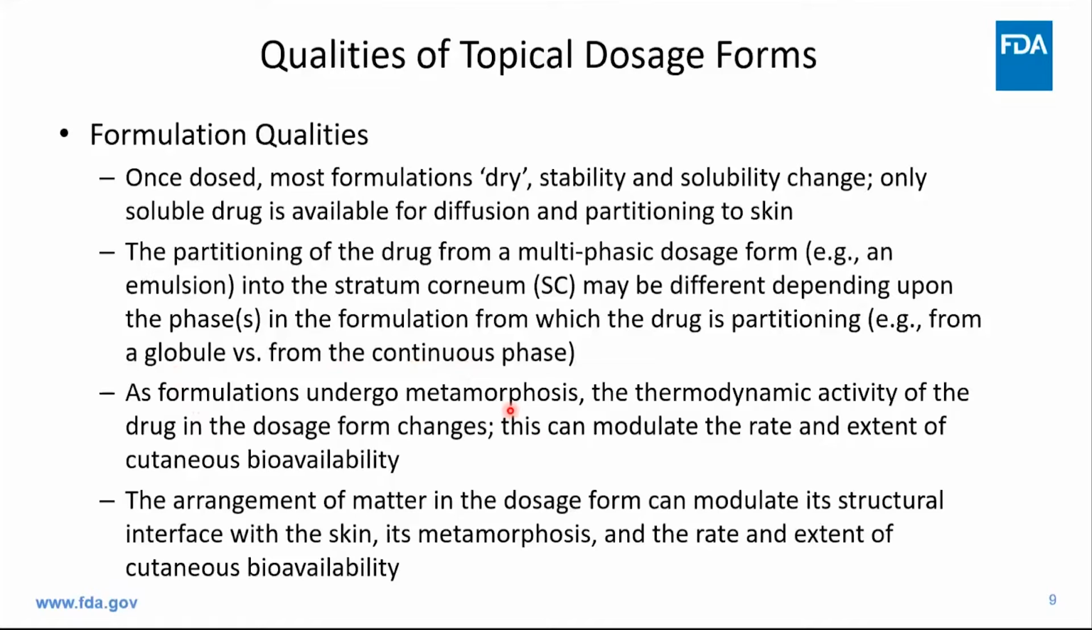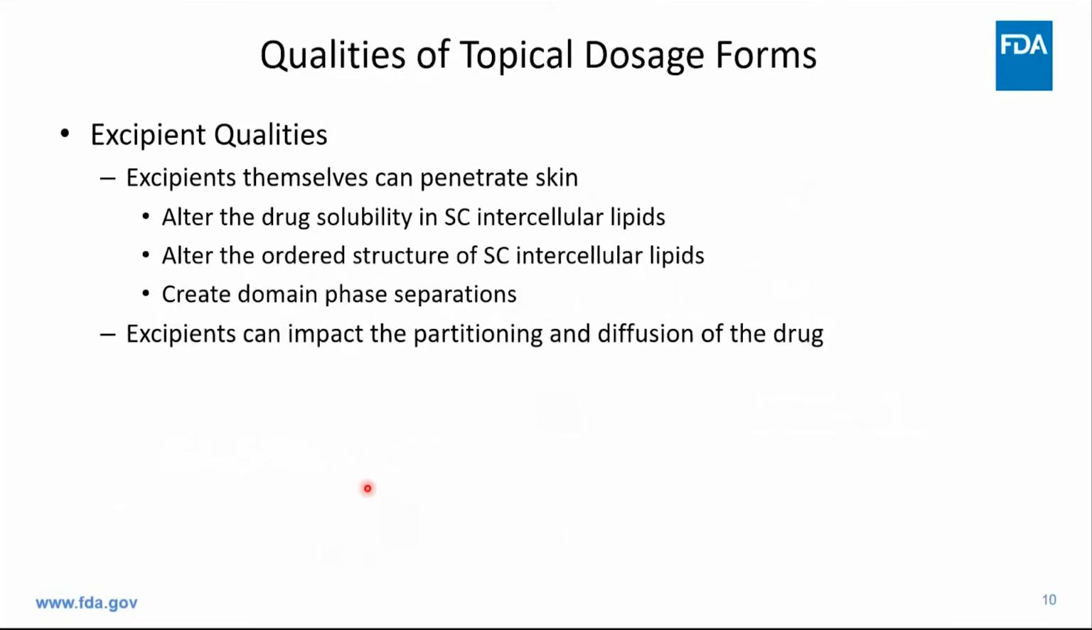Also, as formulations undergo metamorphosis, the thermodynamic activity of the drug in the dosage form changes. So as the drug becomes more concentrated in that dosage form, its thermodynamic activity can increase. And this change can modulate the rate and extent of cutaneous bioavailability. Also, the arrangement of matter in the dosage form can modulate its structural interface to the skin, its metamorphosis, and the rate and extent of cutaneous bioavailability. Now, the excipients themselves also penetrate skin, and they can alter the solubility of the drug in those intercellular lipids of the stratum corneum. They can alter the ordered structure of those intercellular lipids and even create domain phase separations and affect the penetration, or perhaps even enhance the penetration, through a variety of mechanisms. The point is that excipients can impact the partitioning and the diffusion of the drug.